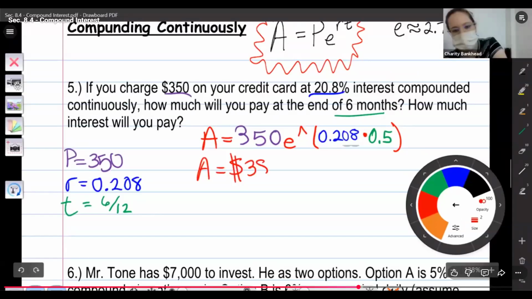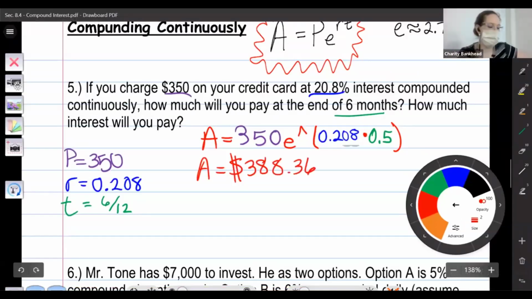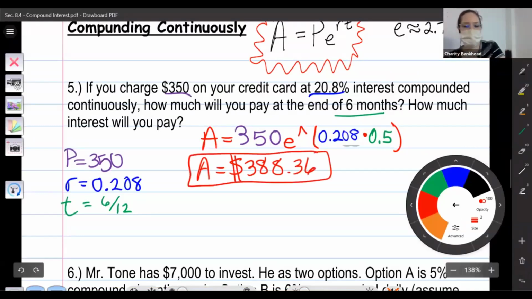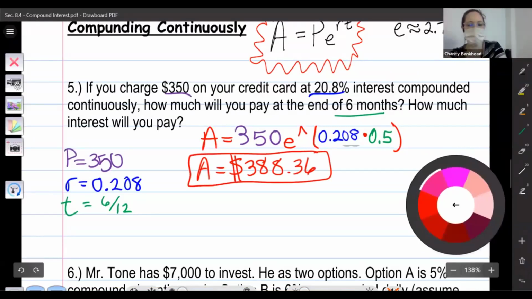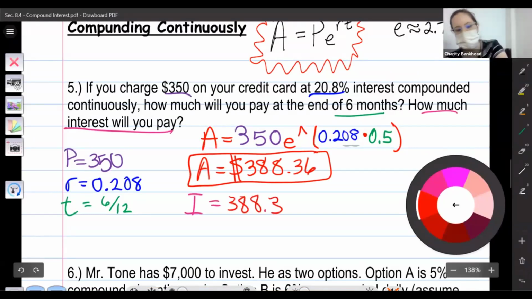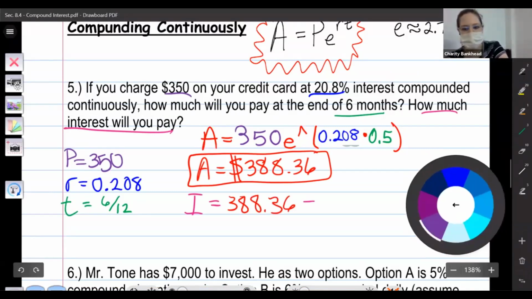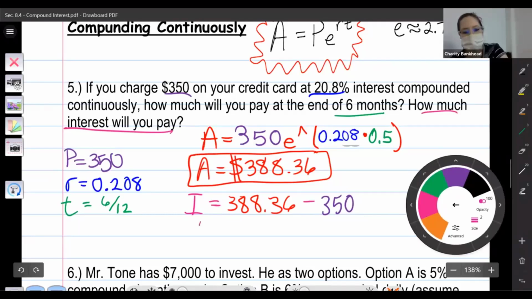So A is equal to $388.36. And then they also wanted to know how much of that is interest. All we have to do is subtract 350 from the total. $388.36 minus 350. So the interest is $38.36.